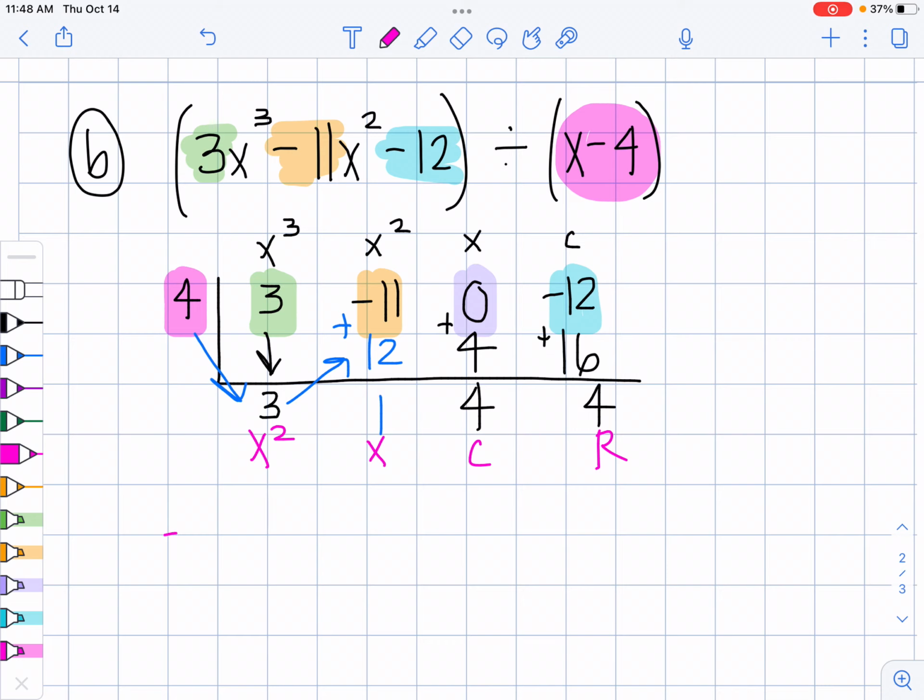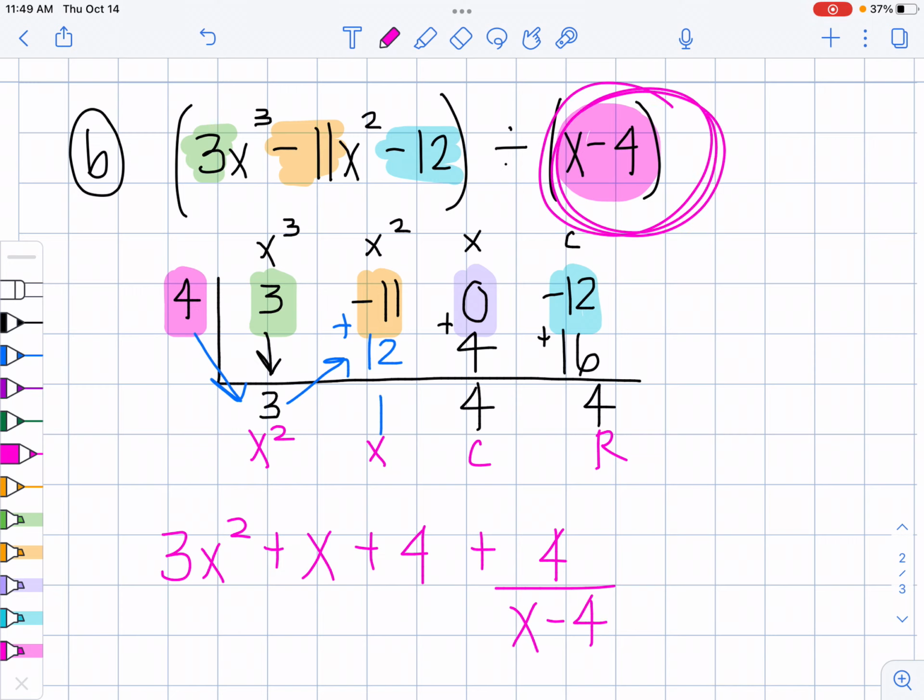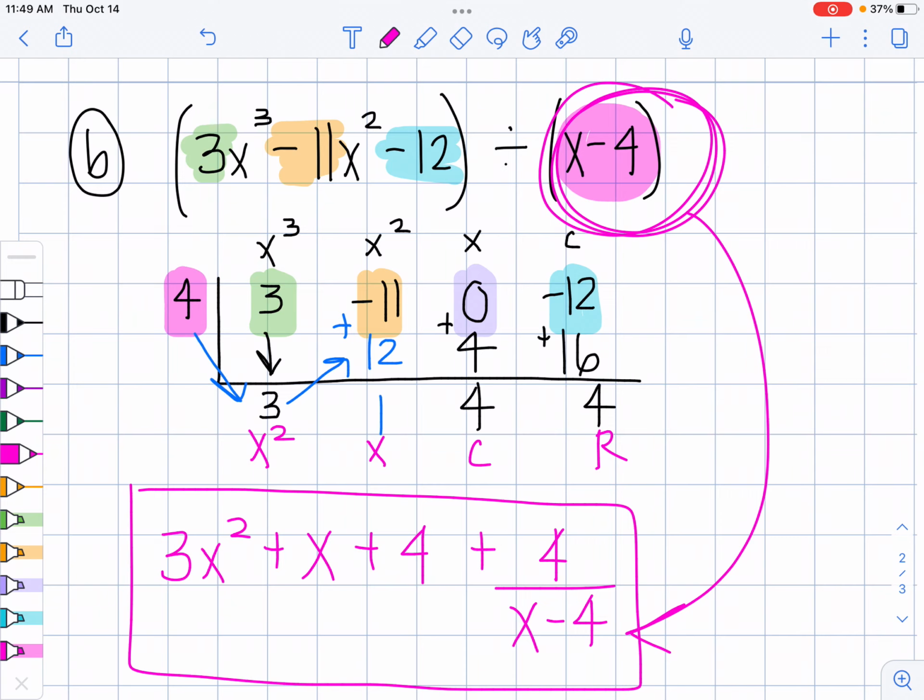So your answer would be 3x squared plus x plus 4 plus my remainder. My remainder is 4, but because I have some left over, I'm still dividing it by that. It didn't divide in evenly. So I still have to divide my remainder by what I was originally dividing by, in this case, x minus 4. So this is your final answer.